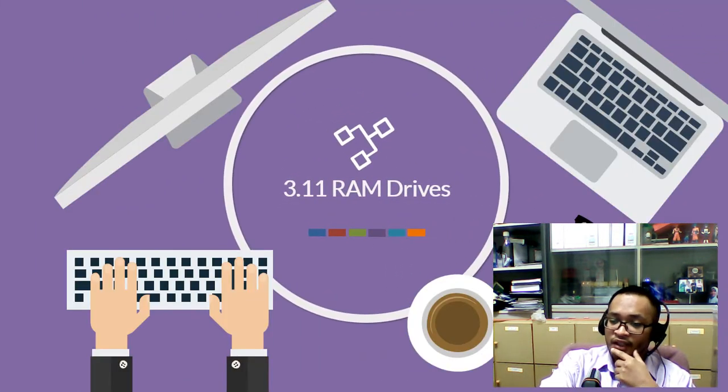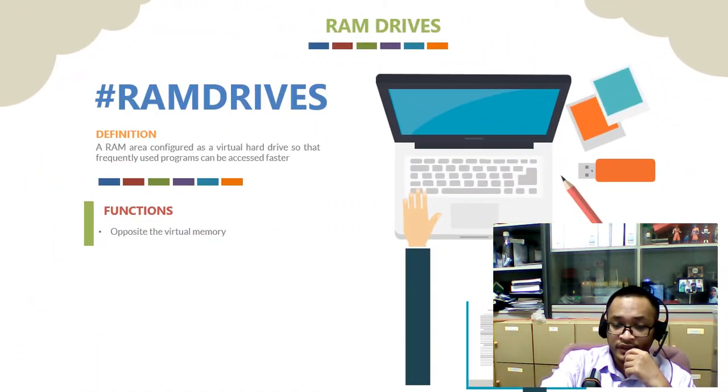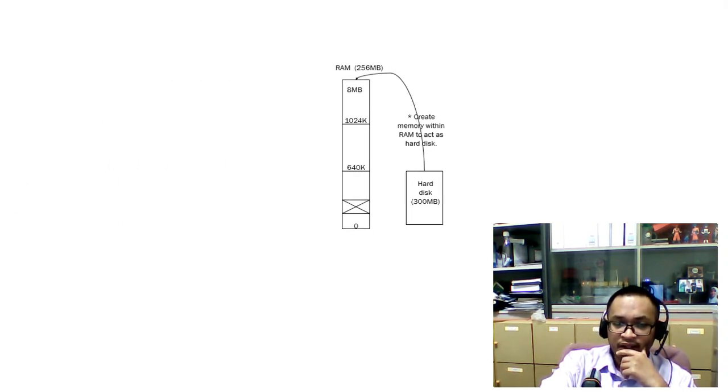And RAM drive. We rarely use RAM drive nowadays. RAM drive is the opposite of virtual memory. So we make part of the RAM store data like a hard disk. Okay, so that's the architecture of the RAM drive.